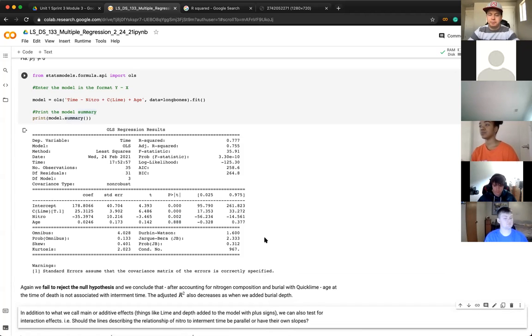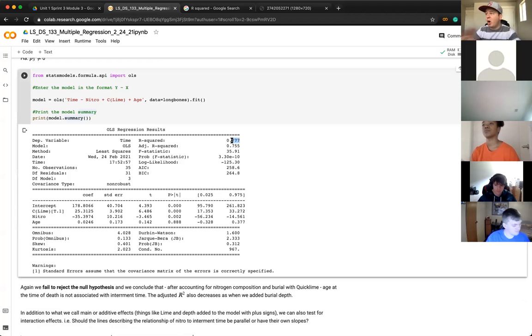Okay. So notice our R squared did go up. Okay. R squared will always go up for each additional X variable that we include, but the adjusted R squared went down, telling us that this was a weak X variable that had little to no relationship with interment time, okay, after accounting for lime and nitro.